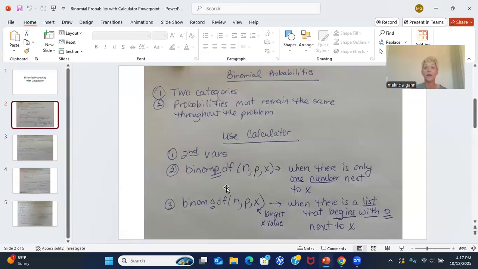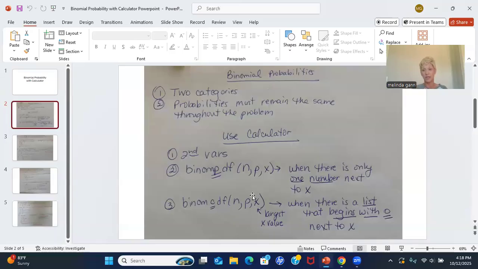If that's true, then you're going to use the binomial CDF key. And C stands for cumulative, like more than one. And then the order's the same. So you have to be careful though, because you probably have on your paper N, X, P, Q, but in the calculator, it's going to want 3 values in a parenthesis.